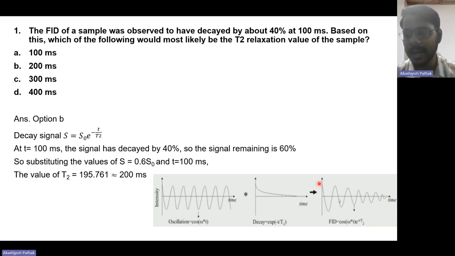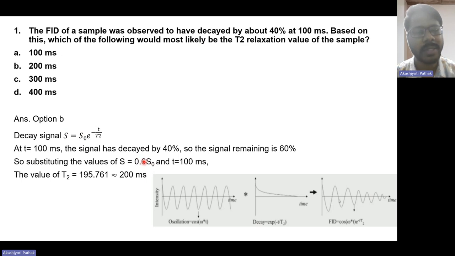Now, in this question I have asked at 100 millisecond. In FID, you are recording the signal, and time is plotted along the x-axis. So the decay signal that you will get is given by this formula, S equal to S naught e to the power minus t by T2. At 100 millisecond, it is saying that the signal has decayed by 40%. So how much signal is remaining? 60% signal is remaining, so we can write S equal to 0.6 S naught.